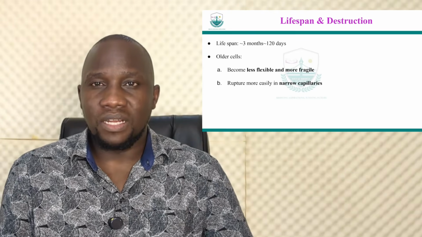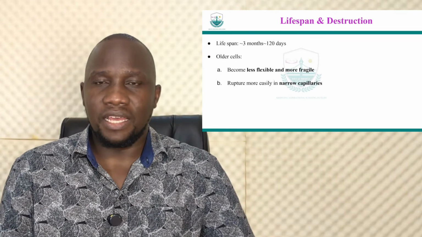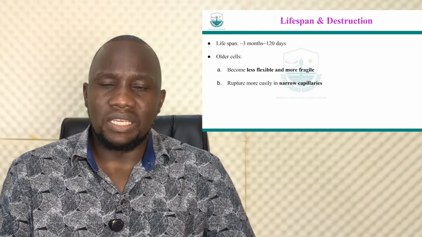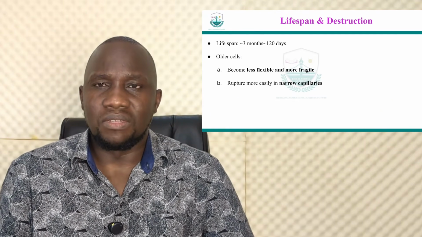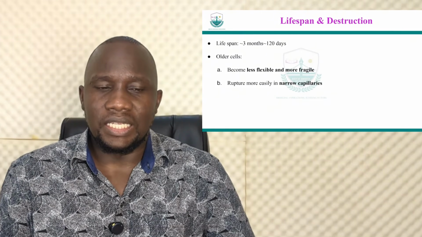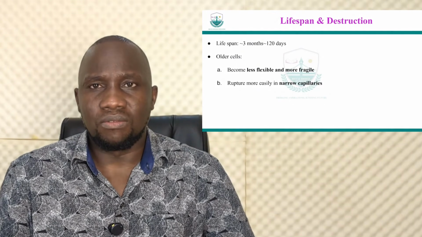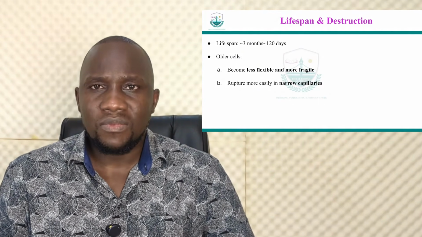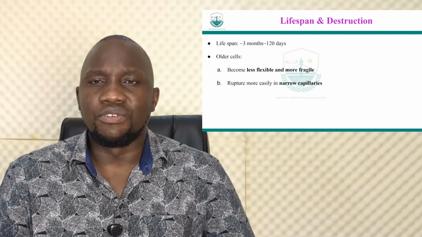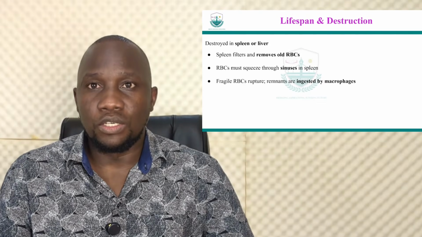So the old red blood cells usually get, if I can say, tired. They become less flexible, they become fragile, they can easily be broken and things like that. So they can also rupture. Okay, so they don't live forever. What destroys these old red blood cells?